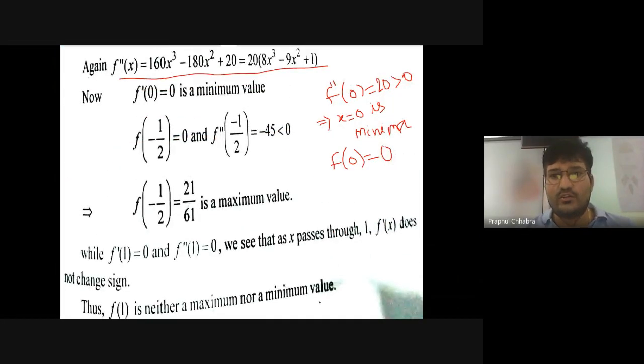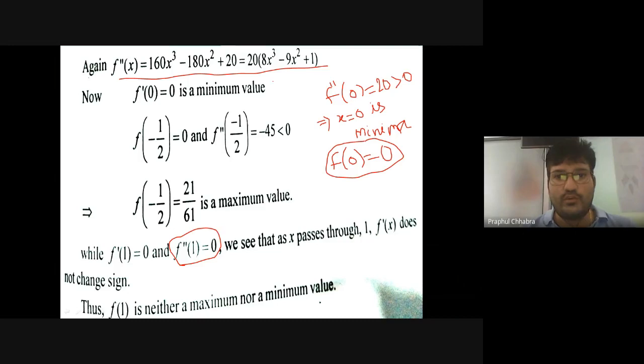Since x is equal to 0 is the minima of this function, the corresponding value of the function will be the minimum value of this function. So 0 will be the minimum value of this function. Similarly, put the second stationary value x is equal to 1. We obtain f double dash 1 is 0.